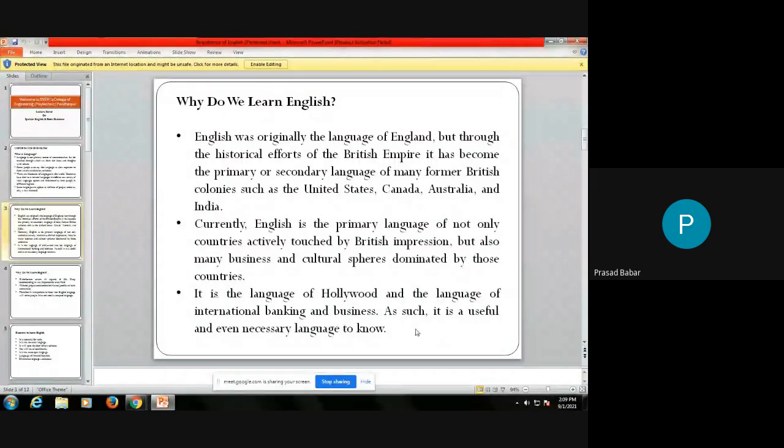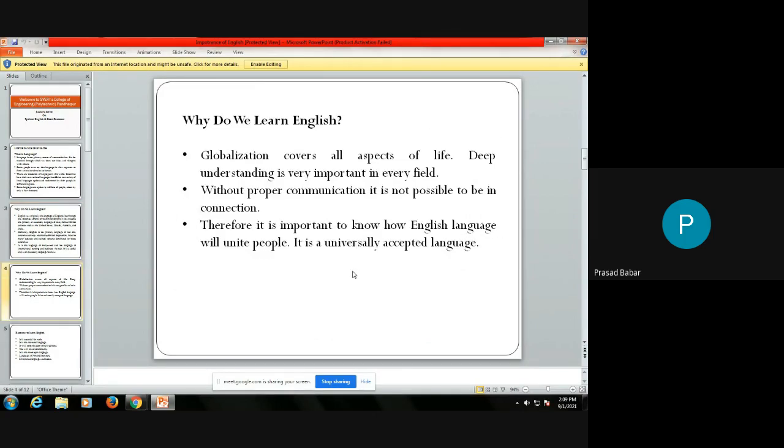Okay, so as such it is a useful and even necessary language to know. Next, also the importance of English. We will see that globalization covers all aspects of life. So there is a globalization by which we came close to each other.